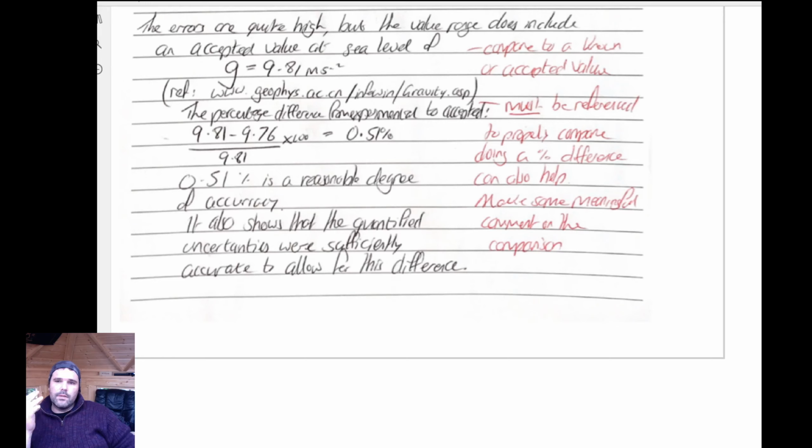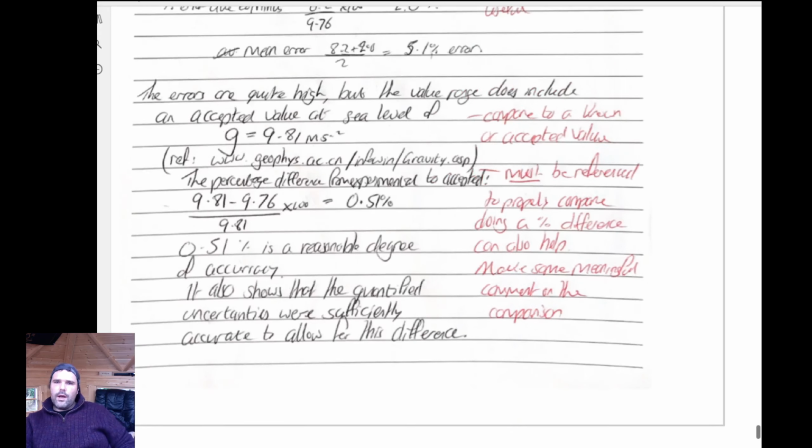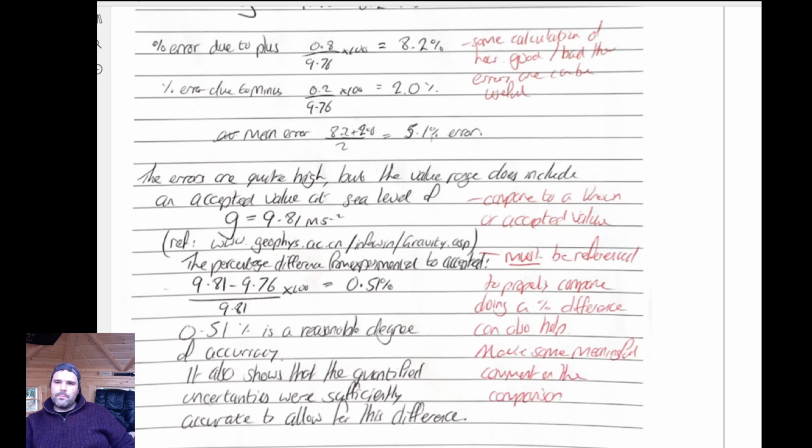So what we do is we do the percentage difference. Now notice I've used the accepted value on the bottom, 9.81, not mine, because it'll give you a different percentage difference. I want to know the difference between mine and the proper accepted. So that gives me a percentage difference. Now what I can do is compare that to the percentage error. Now I've got two, so this is a bit more tricky to compare, but you'll just have the one. And you know, this is 8.2% out or 2% out.